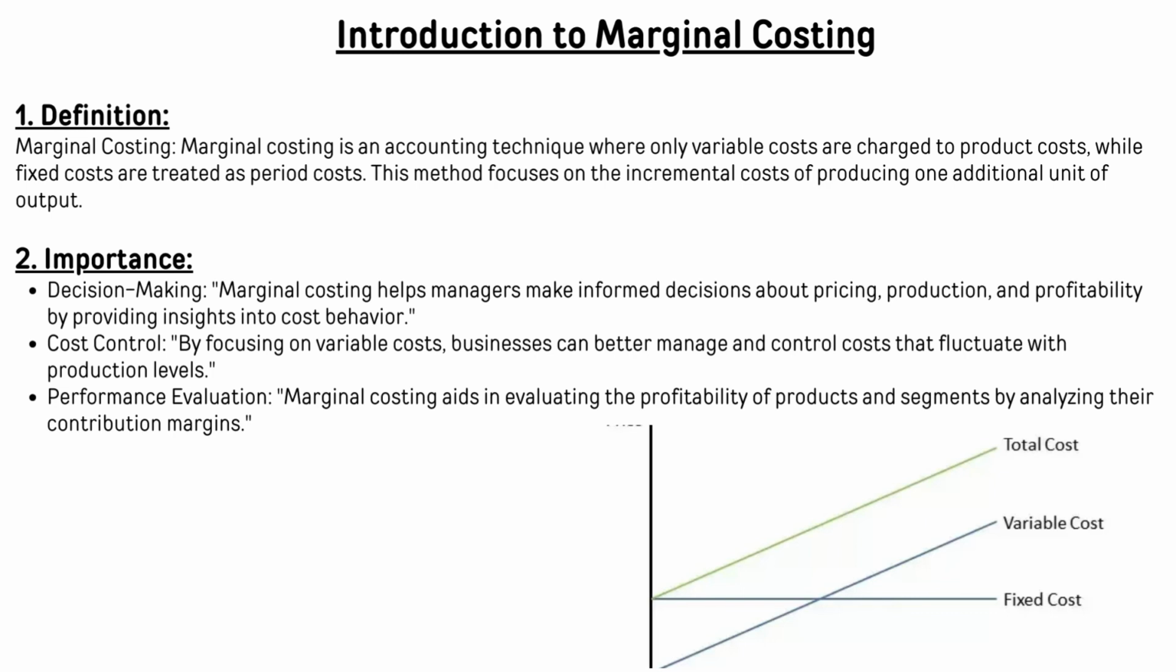Second, importance. First point, decision making. Marginal costing helps managers make informed decisions about pricing, production, and profitability by providing insights into cost behaviors. Second point, cost control. By focusing on variable costs, businesses can better manage and control costs that fluctuate with production levels. Third point, performance evaluation. Marginal costing aids in evaluating the profitability of products and segments by analyzing their contribution margins.